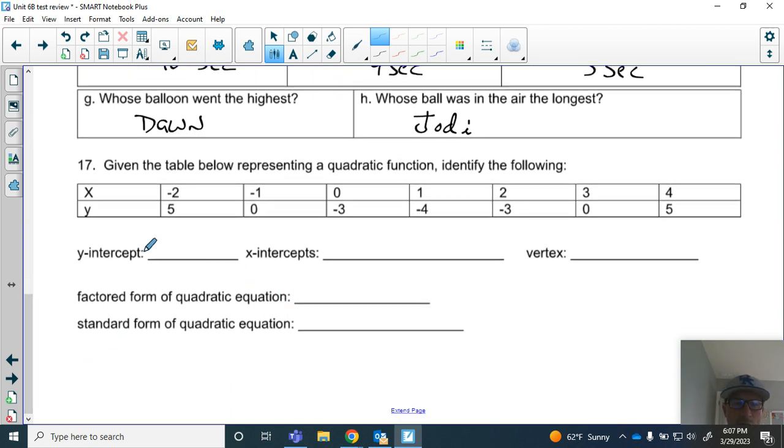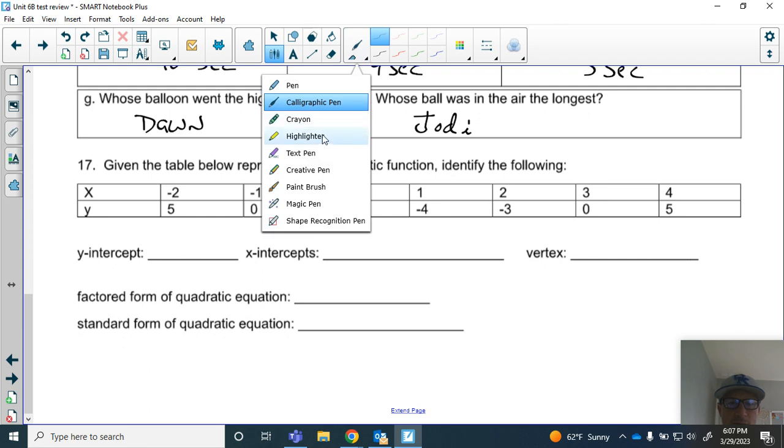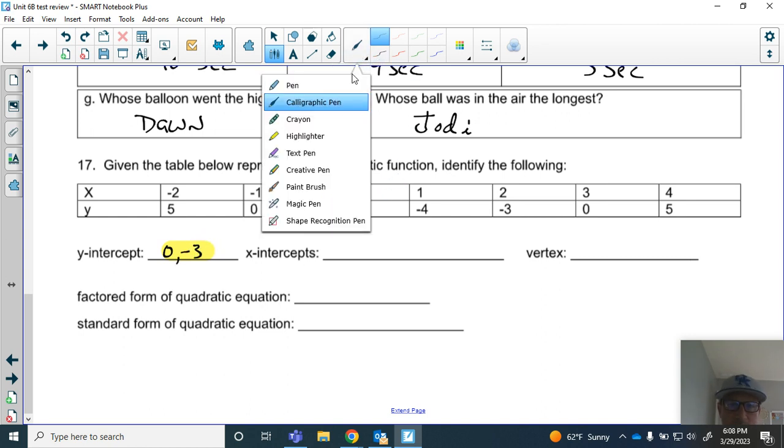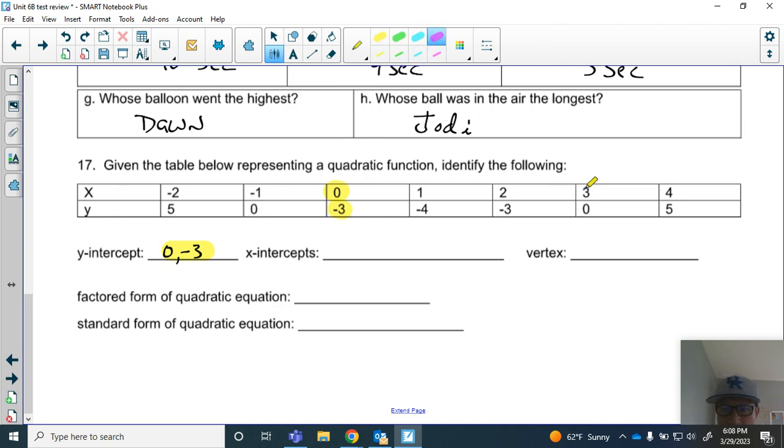All right, given this table, y-intercept. Anytime we have a y-intercept, we know the x equals 0. Here's the x, 0. So that is going to be our y-intercept, (0, -3). X-intercepts is when the y equals 0. So our x-intercepts are right here and right here. We actually have 2 of them, and we're going to do (-1, 0) and (3, 0). Let me make that 3 a little nicer. Wow, that's an ugly 3, but I'm going to leave it.